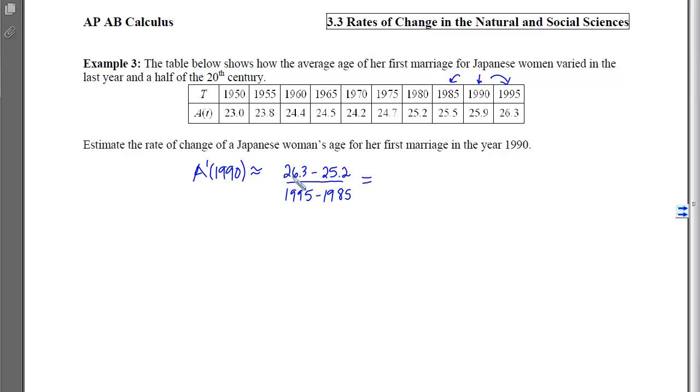Well, that's going to give us 1.1 over 10, which is 0.11, and we're measuring it in age measured in years versus the date measured in years. So what that means is in 1990, the rate at which Japanese women were marrying was increasing at 0.11 years per year.